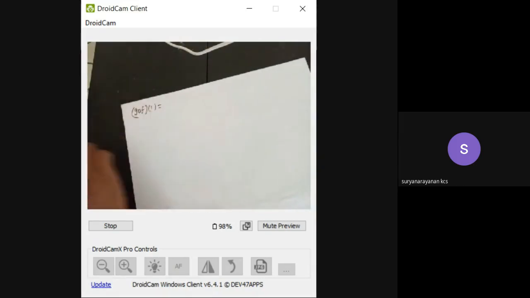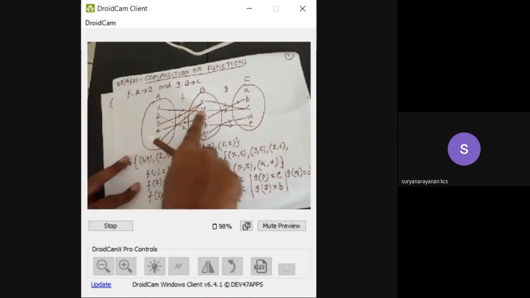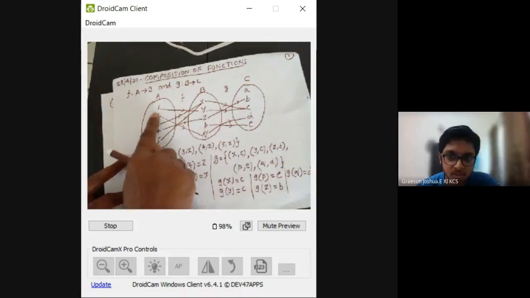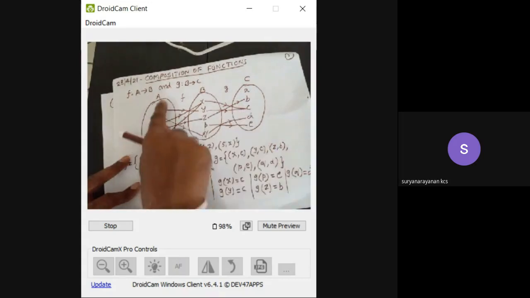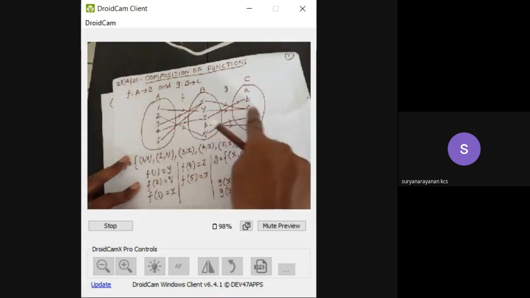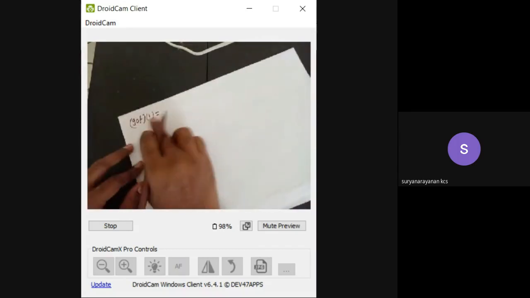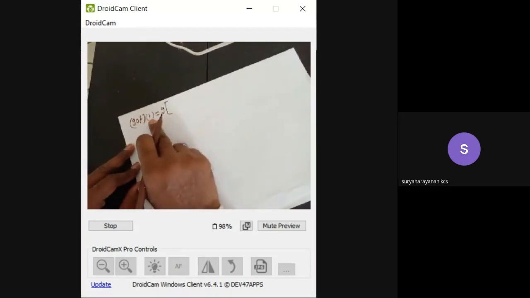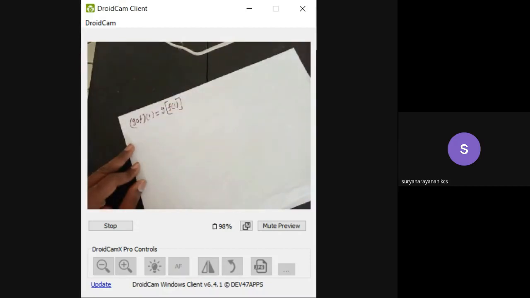If you observe this arrow diagram, 1 is associated with y, and y is associated with c. Have you observed this arrow diagram? Yes, sir. 1 is associated with y and y is associated with c. So finally we take the first and last element. According to the definition of composition of two functions, we define this as g of f of 1.